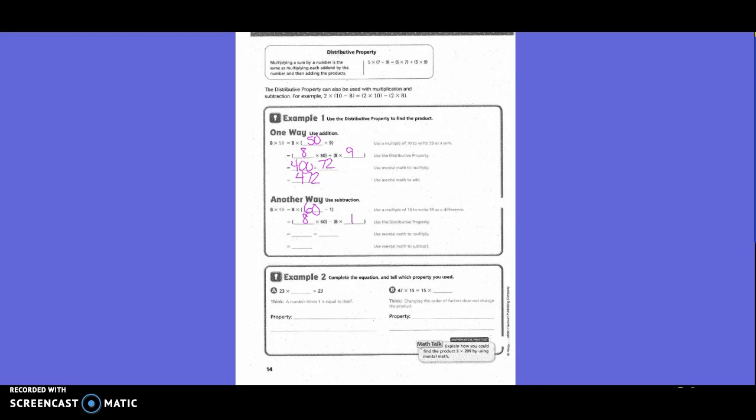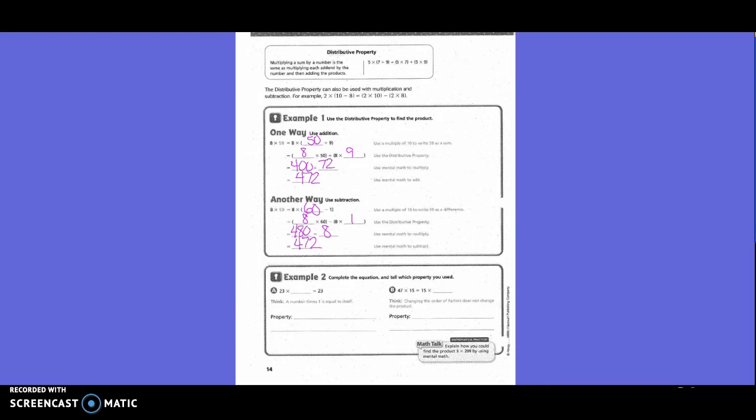Because we're subtracting this time, right? So what is 8 times 60? 8 times 6 is 48. It's 48, and you add a 0. And then 8 times 1 is? So 480 minus 8 is? 472. So you still got the same answer, they just used addition one way and then subtraction the other way.